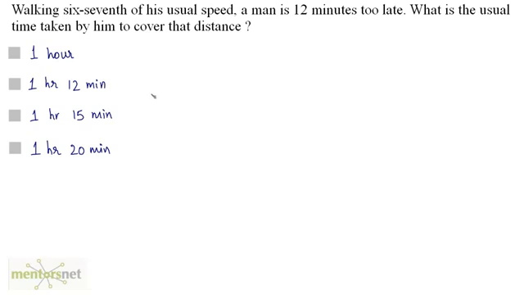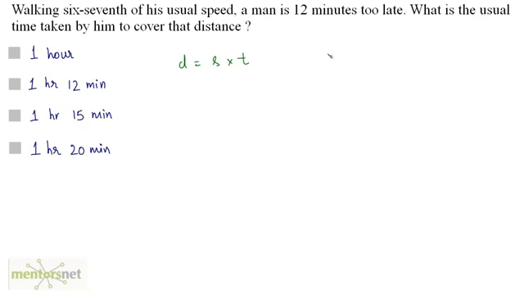Walking 6/7 of his usual speed, a man is 12 minutes too late. What is the usual time taken by him to cover that distance? Well, distance is equal to speed into time, right? Let the distance be d, the regular speed be s, and the regular time be t.